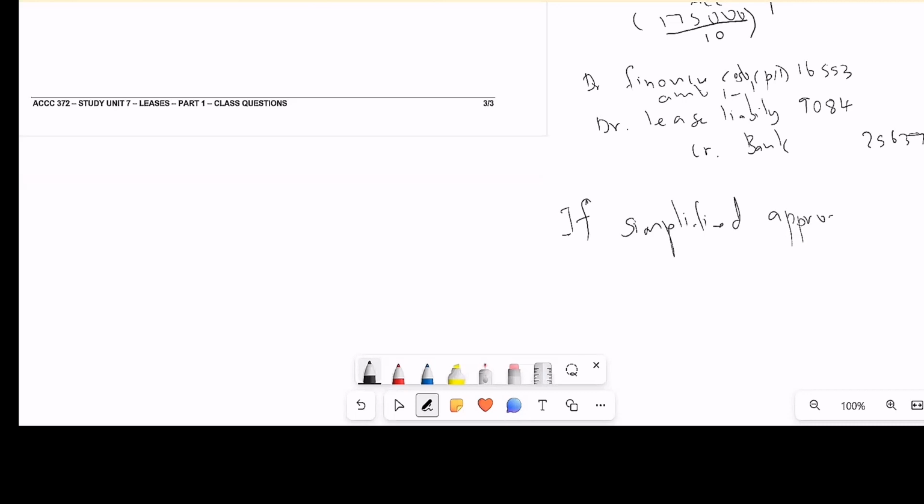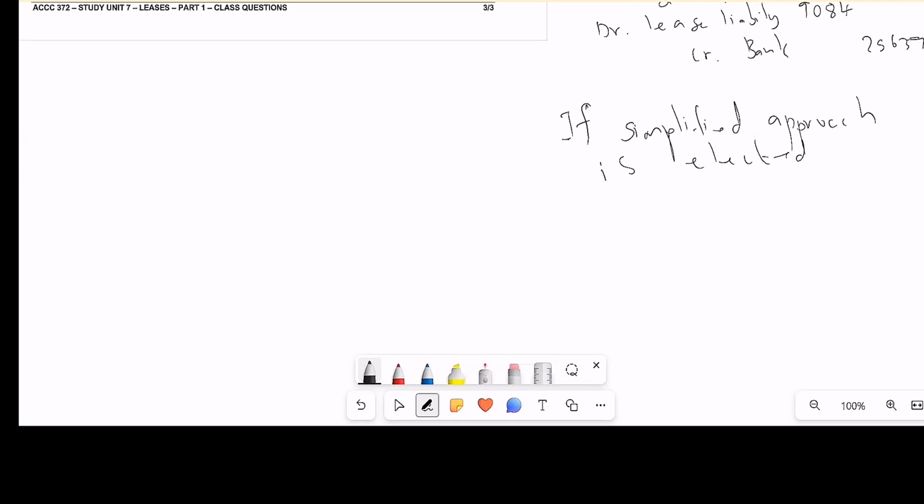Simplified approach is elected. So basically what's going to happen here, if we elect the simplified approach, it would mean that we'll not recognize the lease in our books in full, because it would mean that probably the lease term is less than 12 months, or it's just for 12 months.